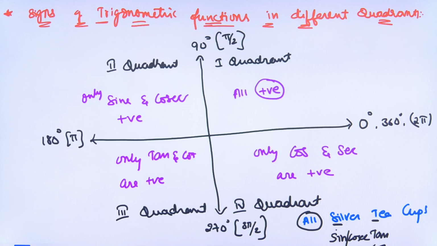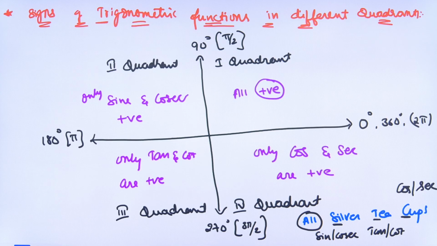Sine and cosecant, tan and cot. If sine is positive, cosecant is positive. Here T means tan. If tan is positive, we have cot also positive. Now C means cos. Don't take cosecant and cot because they have already been used. So we have cos here. If cos is positive, secant is also positive.